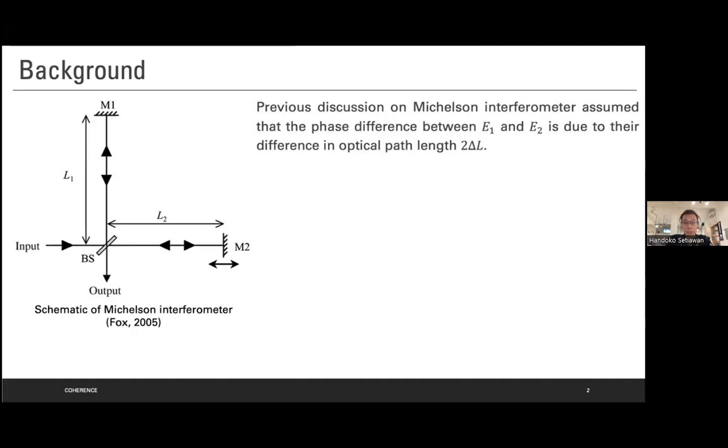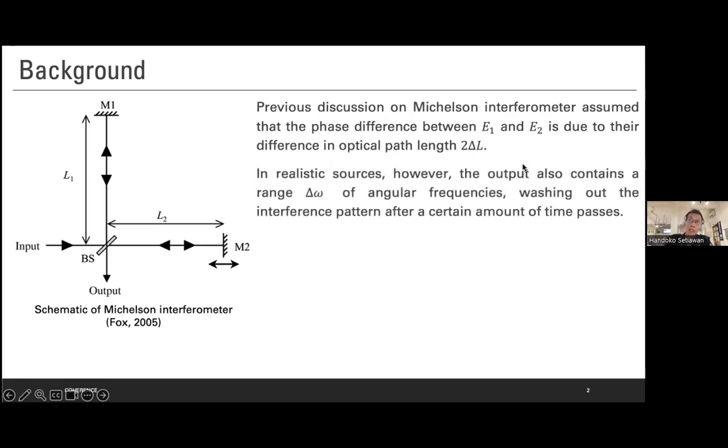But in the previous discussion, Dharma assumed that during the interferometer process, the phase difference between the E1 and E2 here, where E1 refers to the light going through and back to the BS from the L1 route, and E2 goes through the L2 route here, is only due to their optical path difference, right, which is equal to 2 delta L.